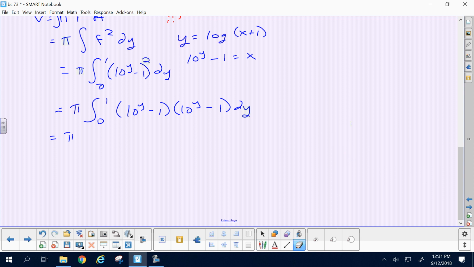Now then, all I'm saying is be careful with rules of exponents. If I take 10 to the y times 10 to the y, what is it? It's 10 to the y times itself, which is indeed 100 to the y.